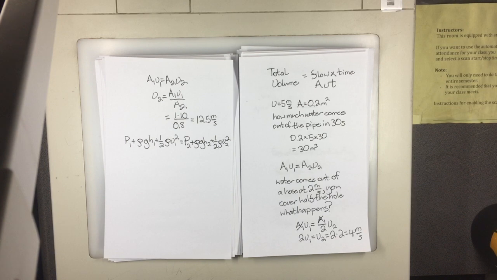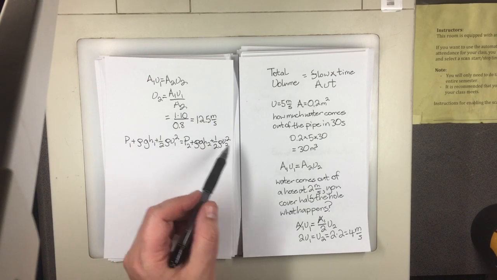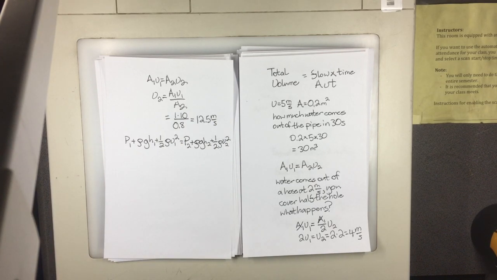In Bernoulli's equation, what this equation does is it deals with the pressure of certain fluids in relationship to its vertical position and its velocity. Now, the fluid in the pipe is water, so all the rho will be 1,000.